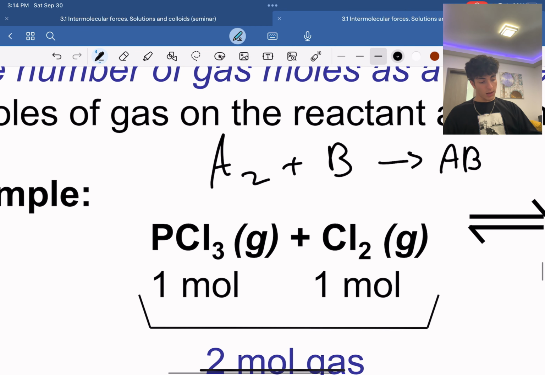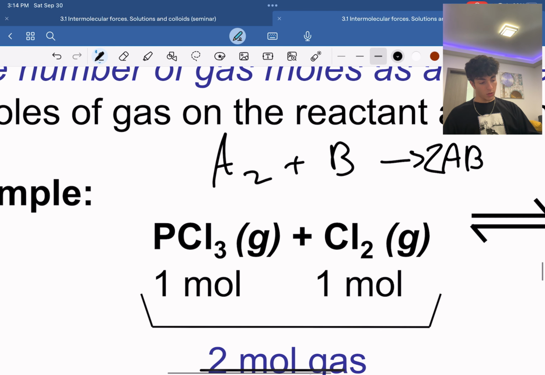Okay, now this is not balanced, right? A2, we need 2 A's, now we have 2 B's, okay? I'm going to draw this in red. Tell me the molar coefficients of A. 1. Good. What is it for B? 2. Good. What is it for AB? 2. What did we say this represented?